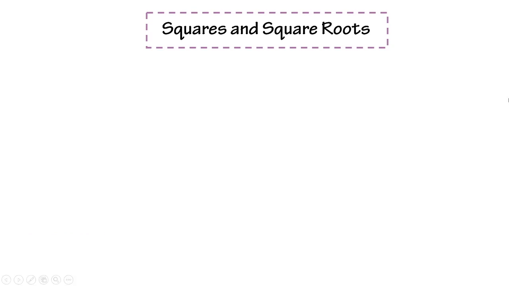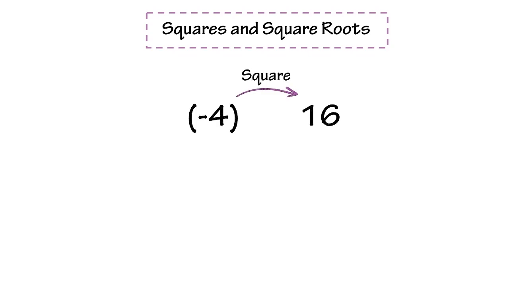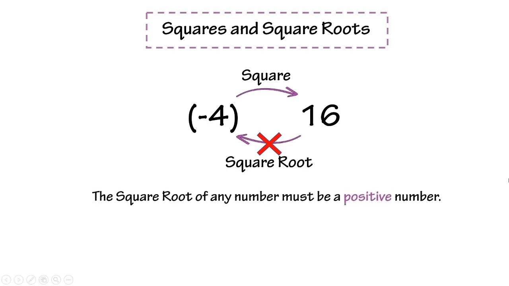Let's get back to negatives. We discovered earlier that we can square negative numbers. But this brings us to the conclusion that the square root of 16 is minus 4, which is not true. The square root of any number must be positive, so the square root of 16 must be 4 and it can't be minus 4.